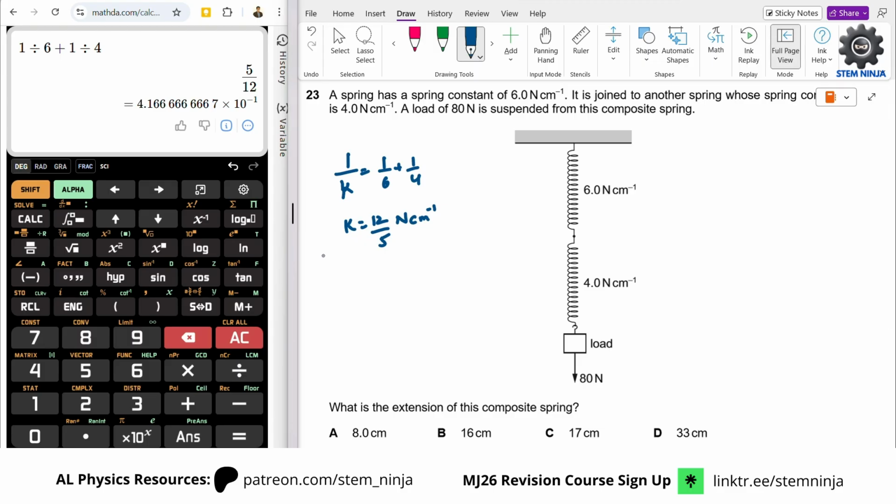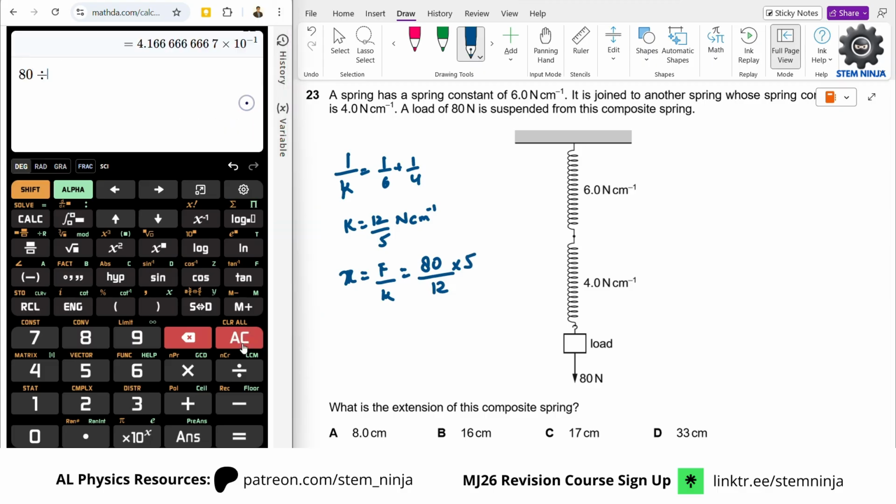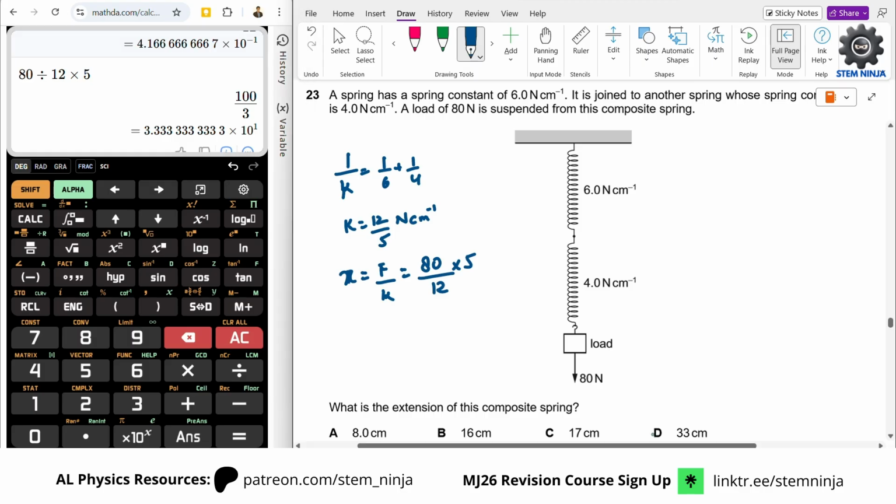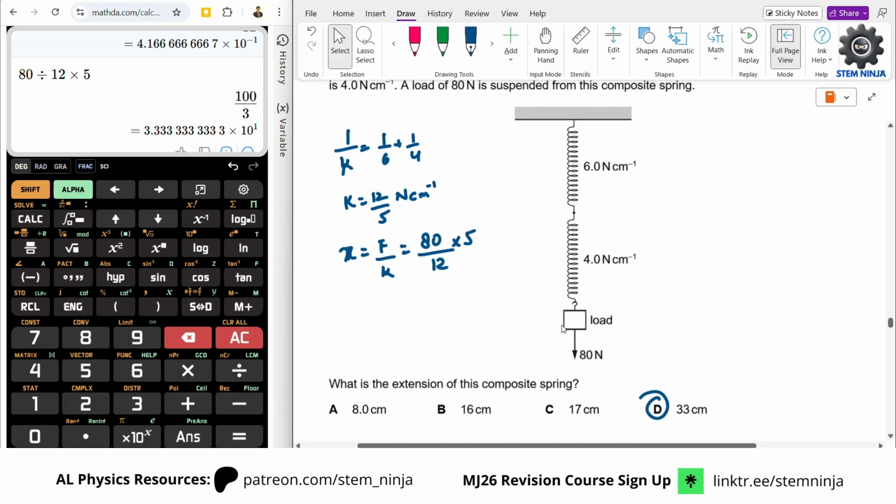Now we need to figure out the extension. Extension is going to be F over k, 80 divided by 12 over 5, so 80 divided by 12 times 5, that is 33 centimeters. Since we did not change the units here, this is the case.